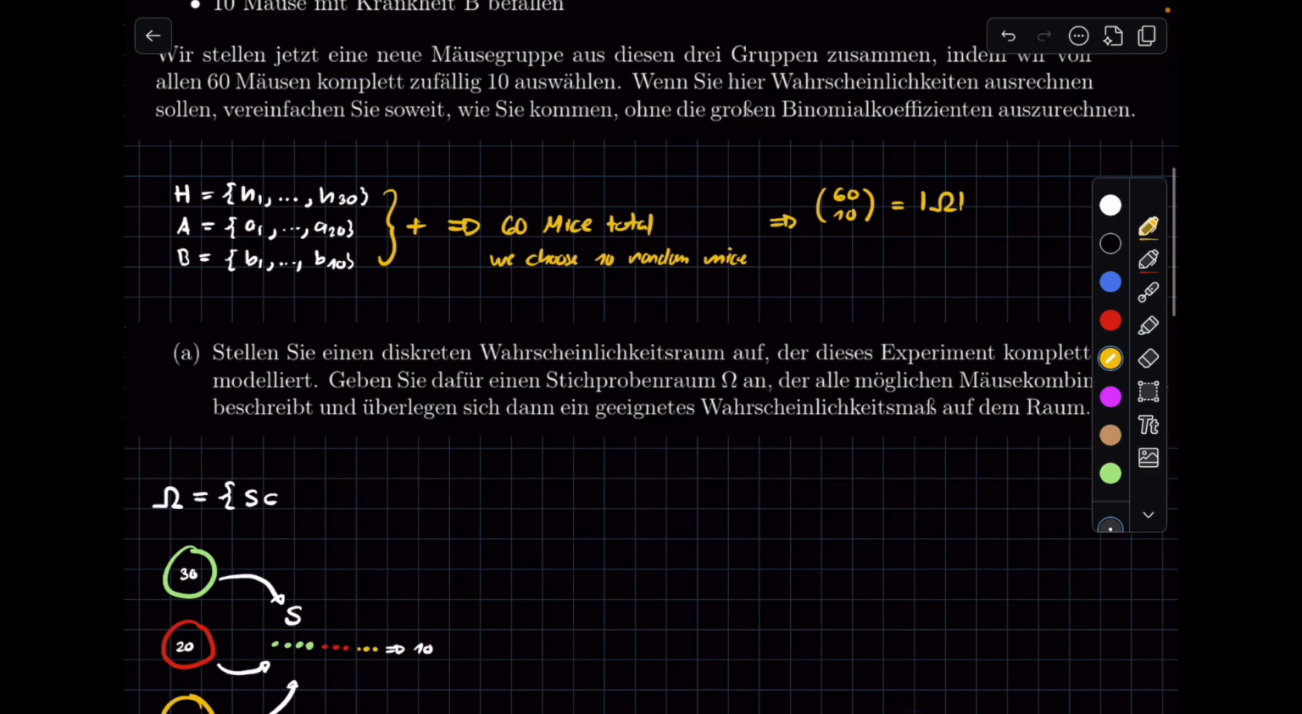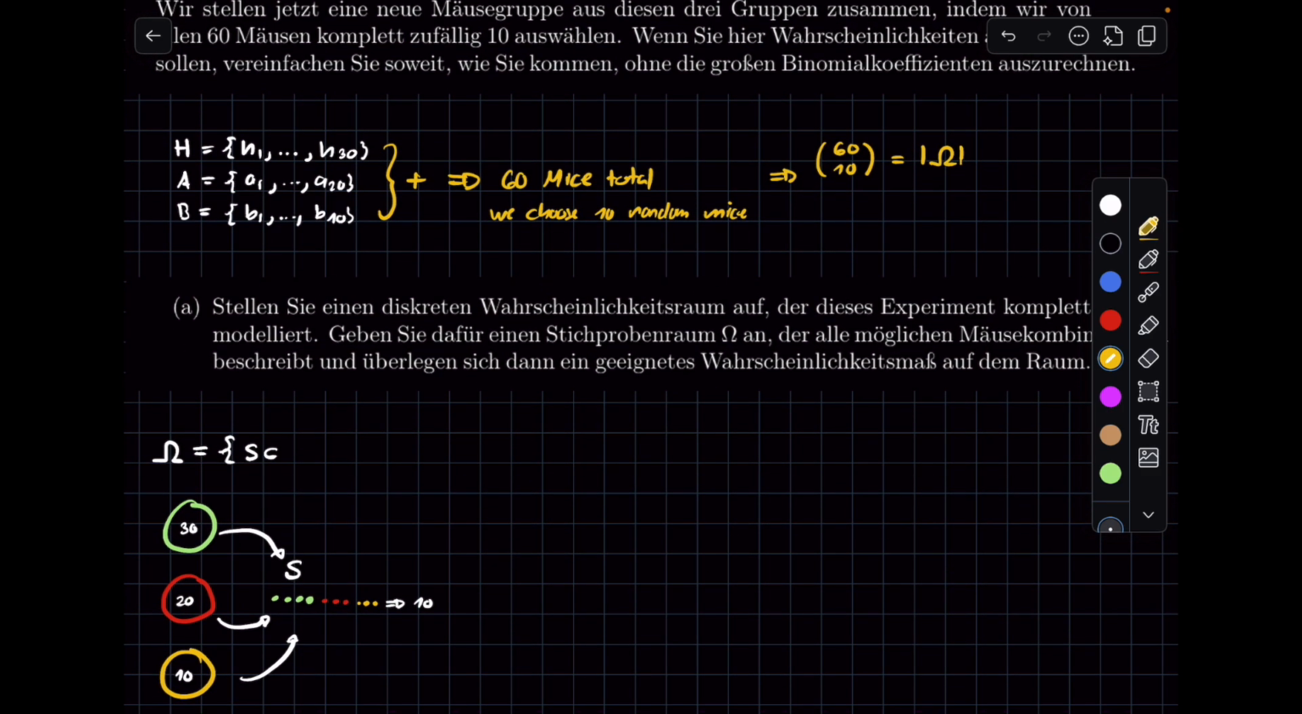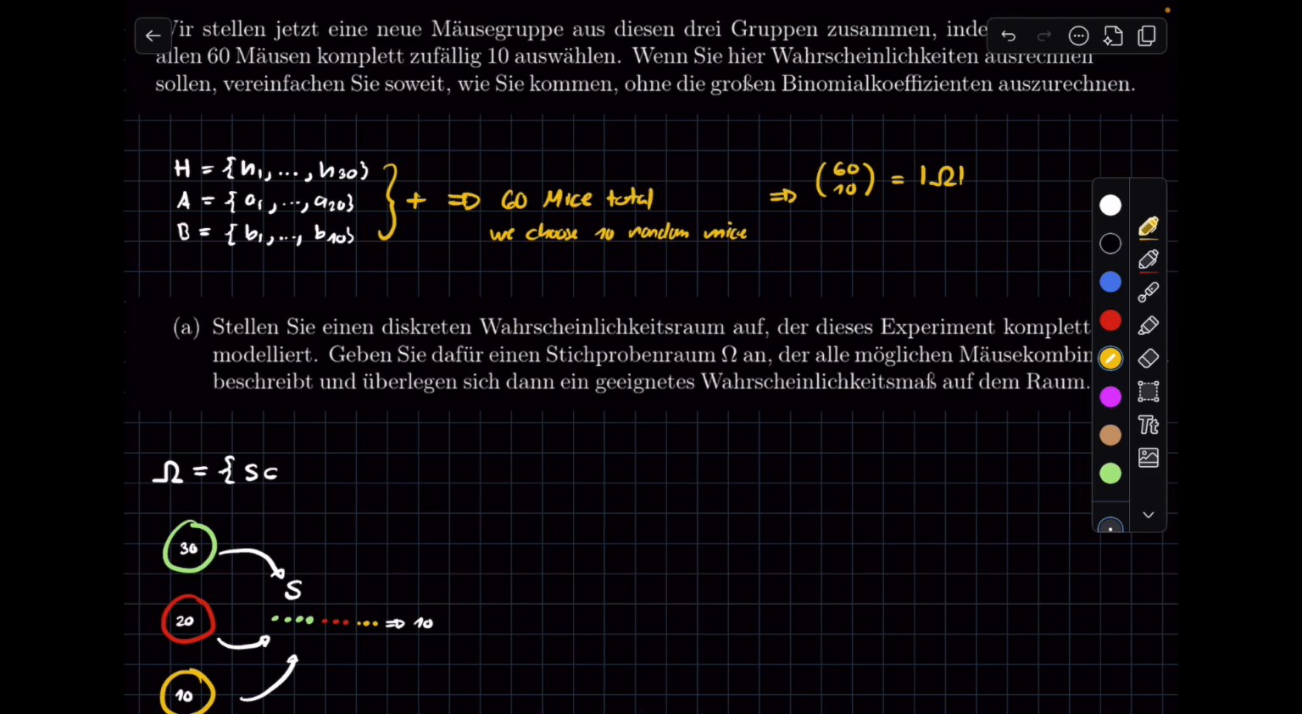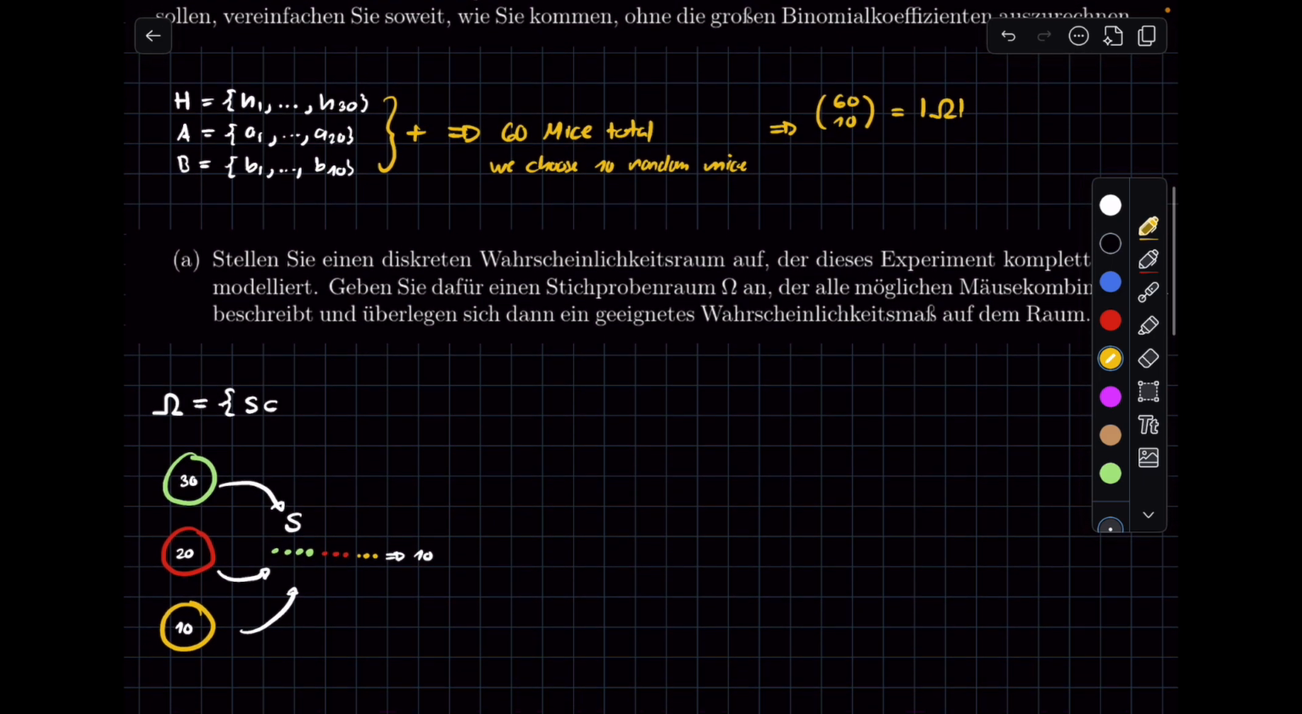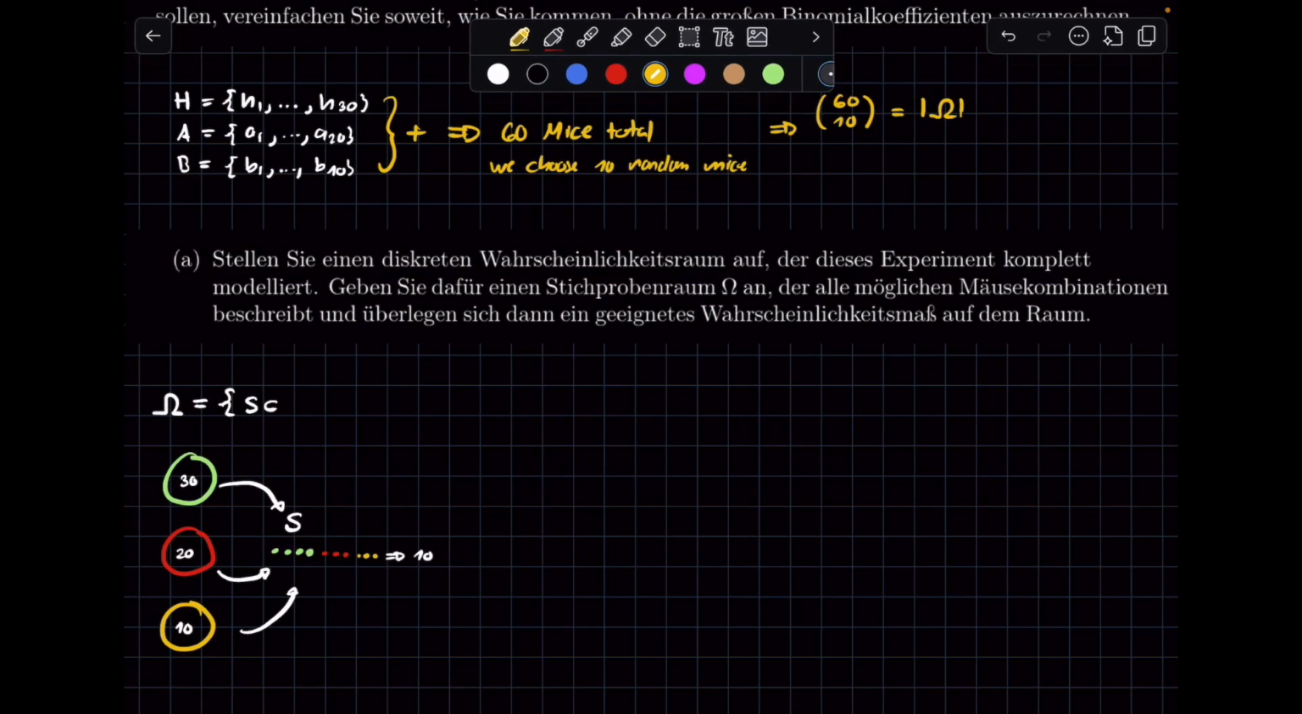So now in exercise A, they're asking us to define a discrete probability space that models this situation completely. We have to give a sample space and define omega properly, one that includes all the possible combinations of the mice. And so, let's do that.